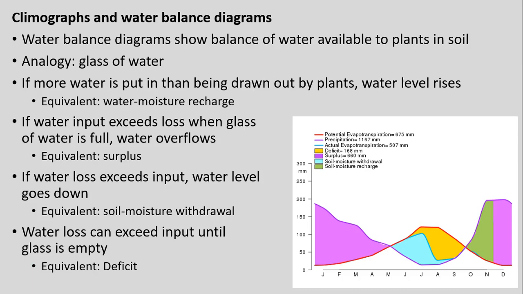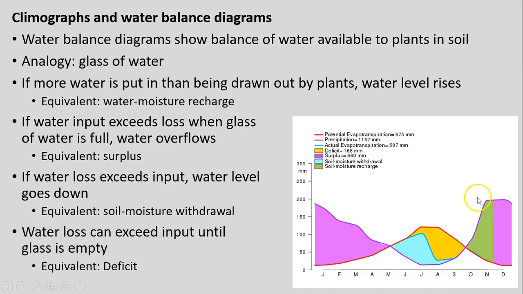So we can walk through this. If we start with a glass of water that has a plant in it that's going to be growing, and let's say it's half full or half empty, depending on what kind of person you are. If you start putting more water in than is being drawn out by the plant that's using that water, of course, that water level starts to go up, and that's equivalent to what we term soil moisture recharge. And so we have the capacity in that soil to hold more moisture. We're recharging it in the sense of adding more water than is being taken out by the plants.